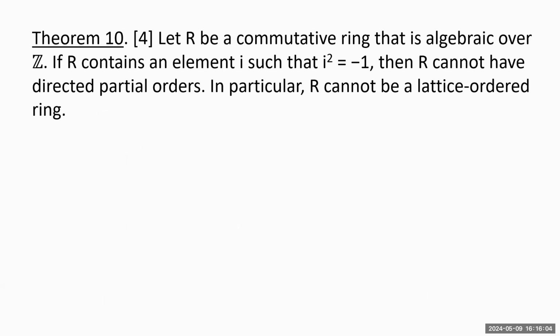So for any commutative ring R that is algebraic over Z, if R contains an element i such that i squared is equal to -1, then R cannot have directed partial orders. In particular, R cannot be a lattice order ring, so that's not possible, because a lattice order is a directed order.